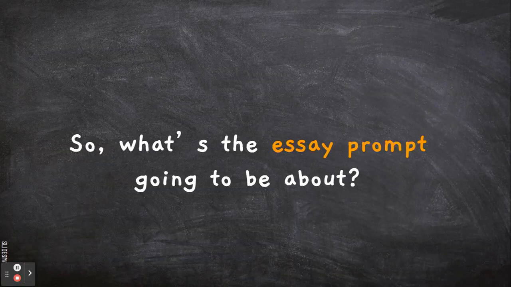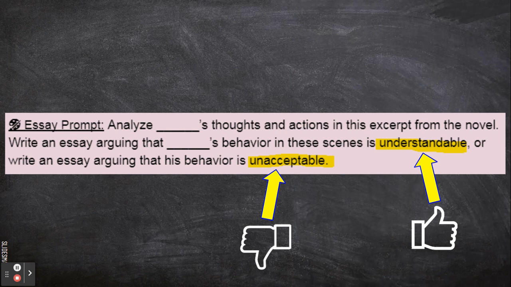So, what's the essay going to be about? This is the prompt. You will analyze the thoughts and actions of a character. Write an essay arguing their behavior is either understandable or unacceptable. If you say it's understandable, thumbs up. It's okay, it's acceptable. If you say it's unacceptable, then it's not understandable. It's not okay. It was poor behavior. You need to make the case one way or the other.